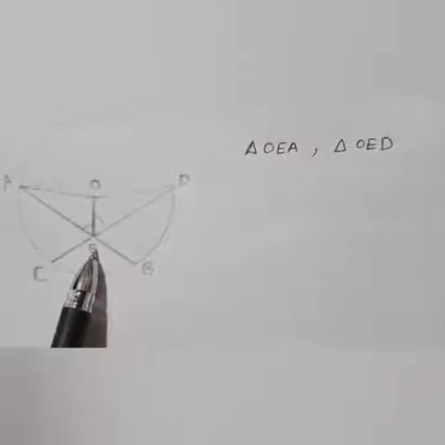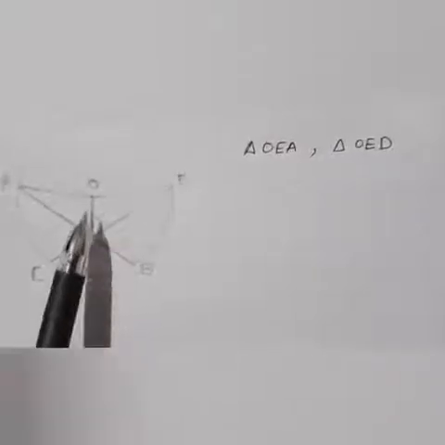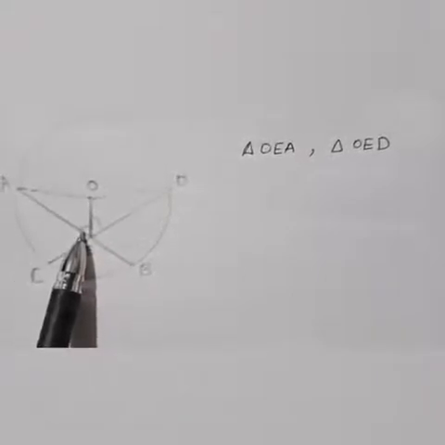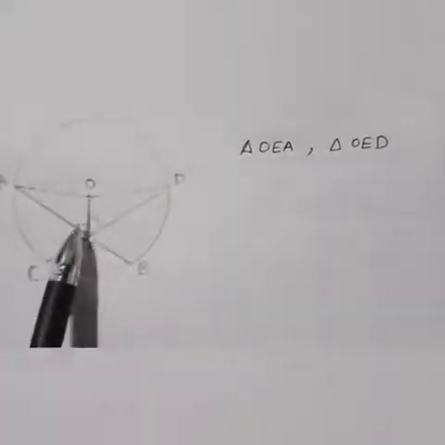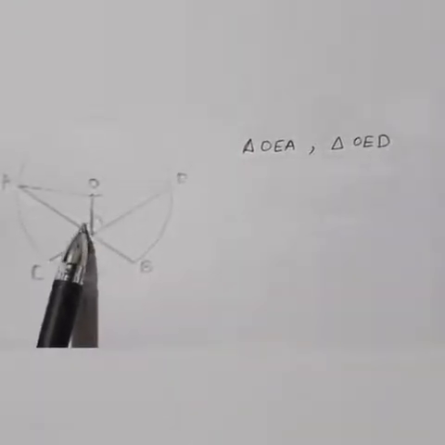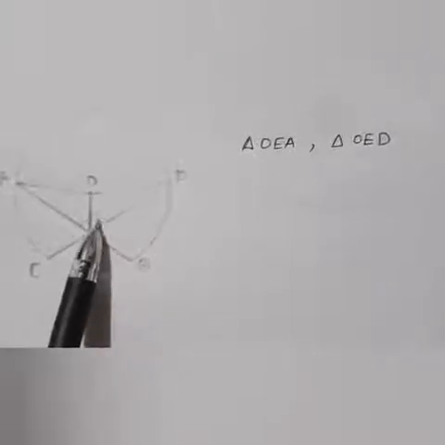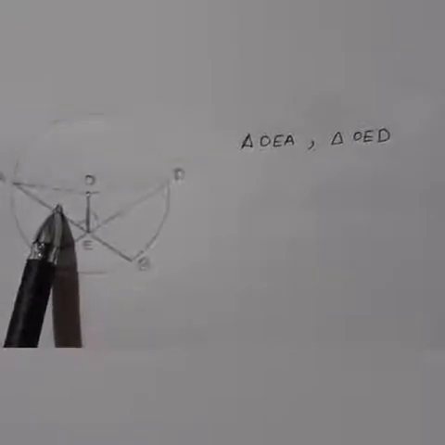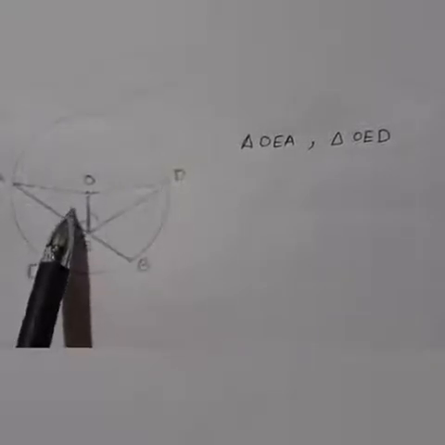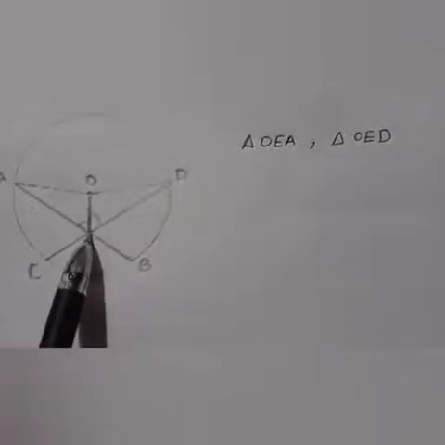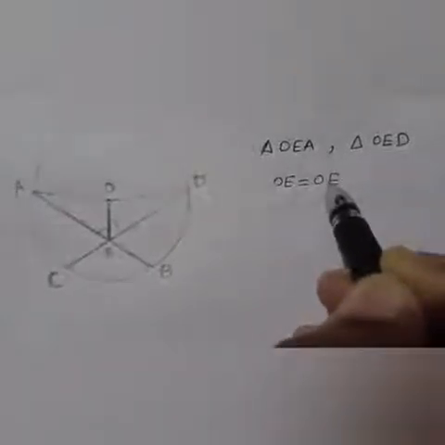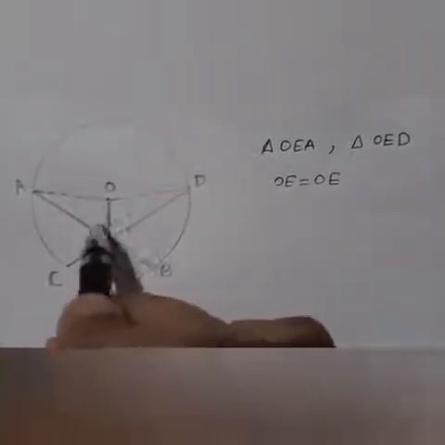Now we need to prove angle OEA is equal to angle OED. We need to prove these two angles are equal. Now consider these two triangles, triangle OEA and OED. OE equal OE. Why? Common for both the triangles.